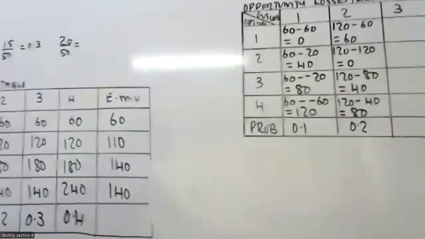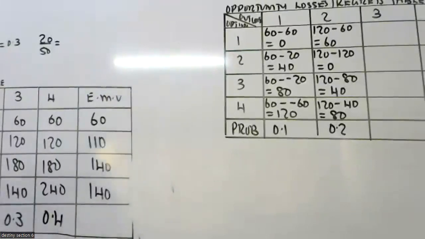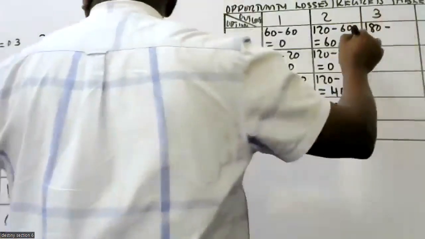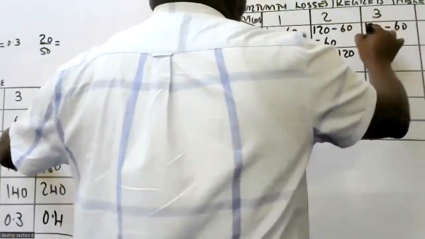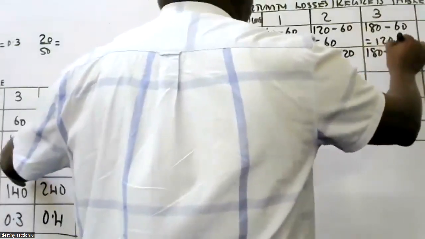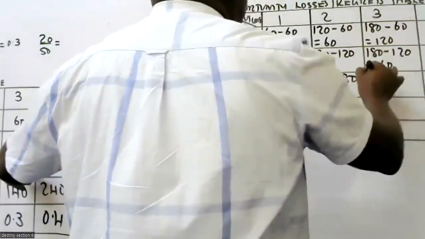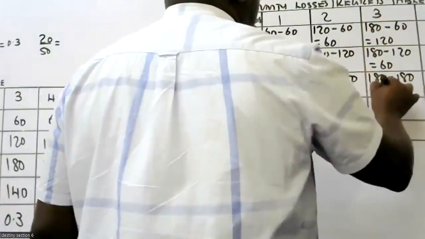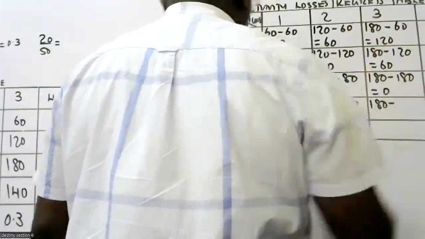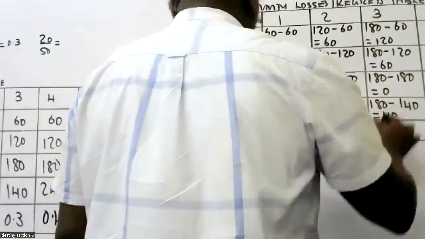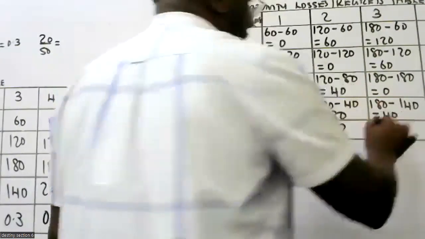Then we go to the third one. The highest is 180. So it is 180 minus 60. That is 120. 180 minus 120, that is 60. 180 minus 180, that is 0. 180 minus 140, that is 40. And the probability is 0.3.